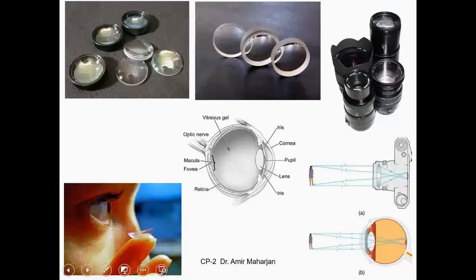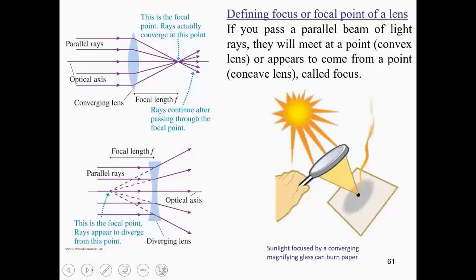And there are many applications of lenses, so you find lenses everywhere actually. Your spectacles, your glasses have lenses. All the high quality microscopes and telescopes have lenses. Even your eyeball has a lens. The first thing we're going to study in lens is defining the focus or focal point of the lens. So how do you find the focus or focal point of the lens?